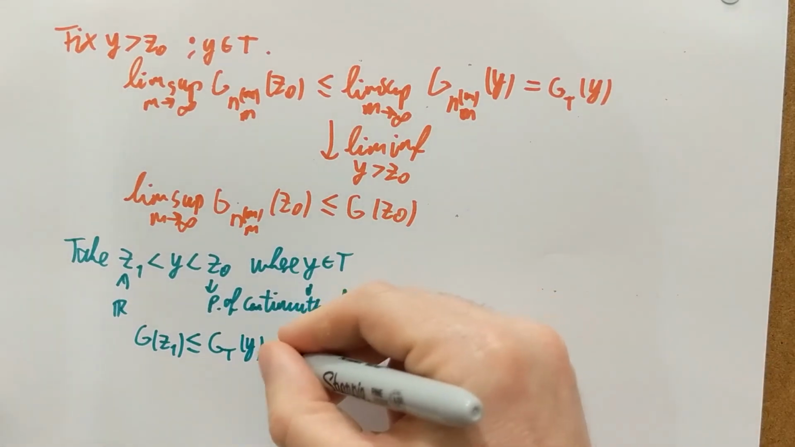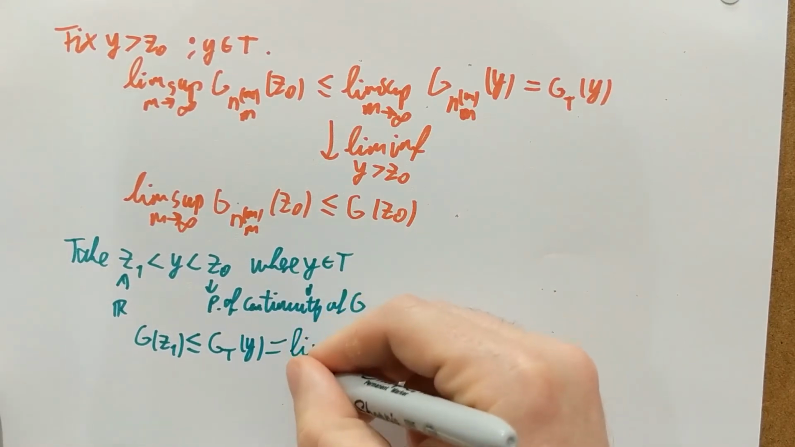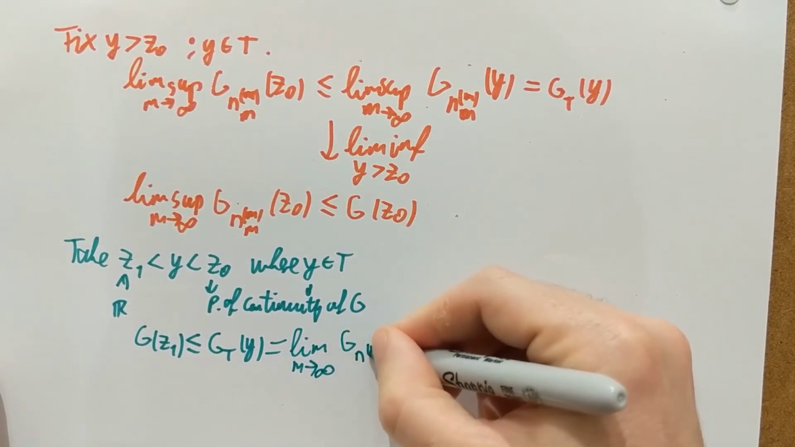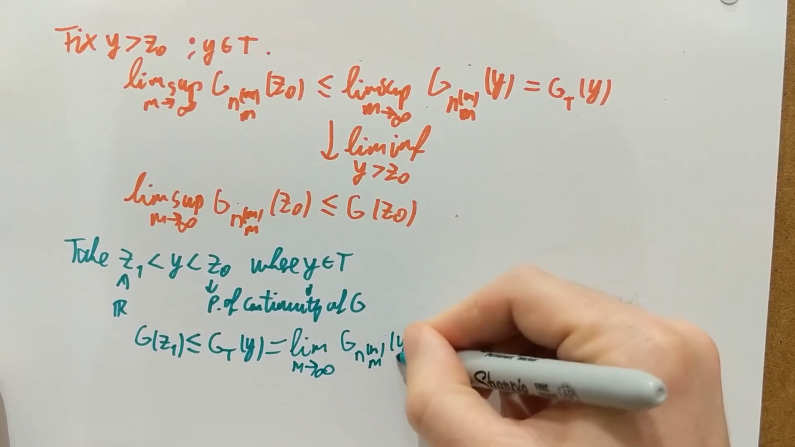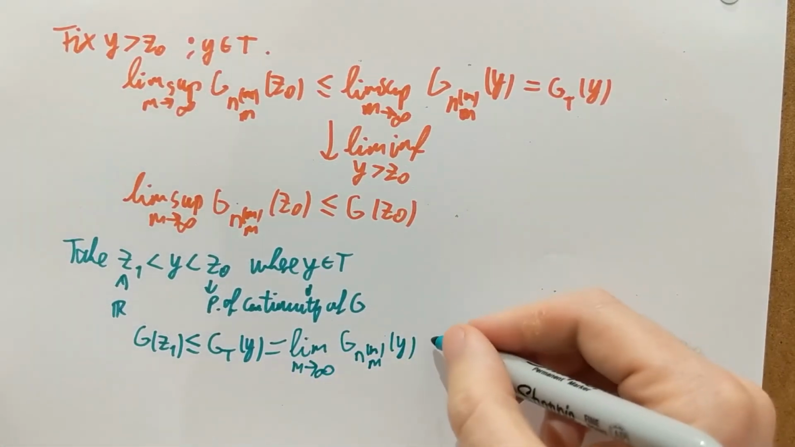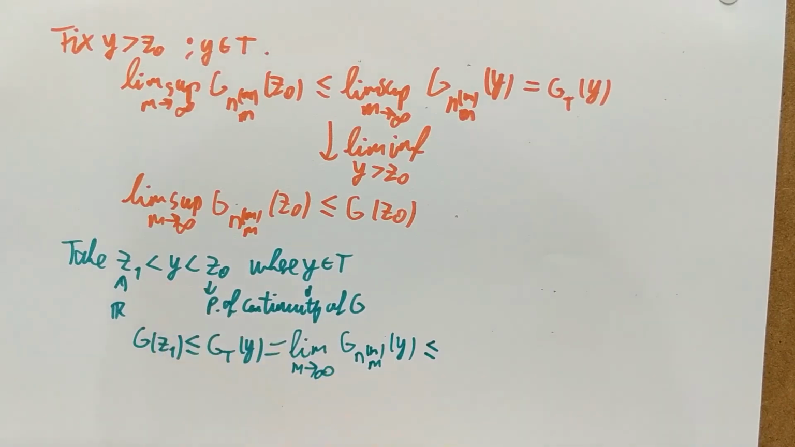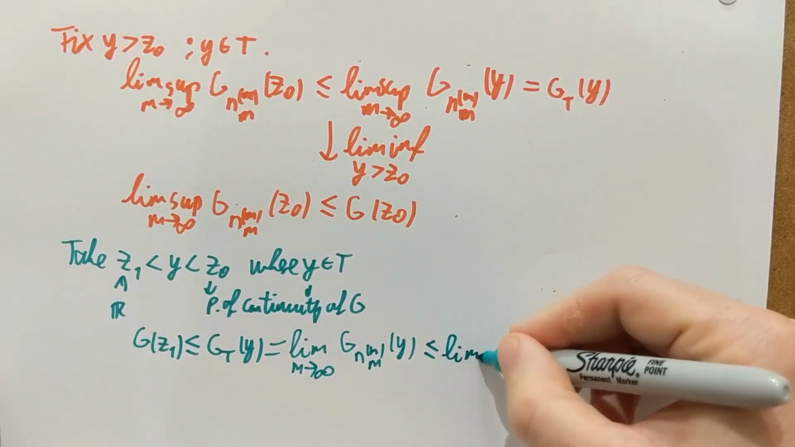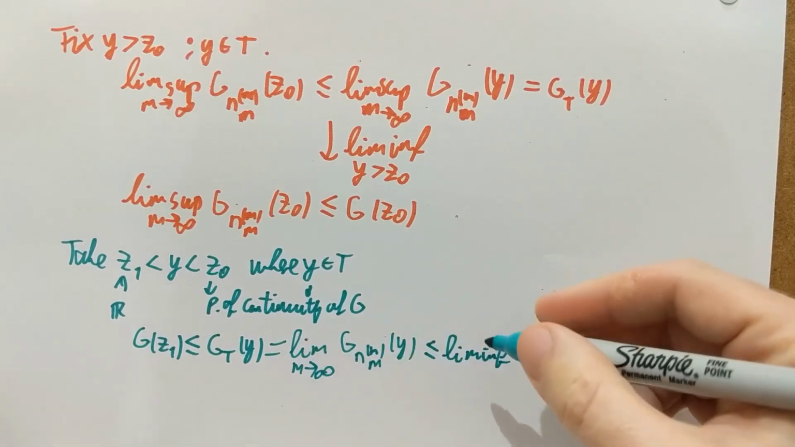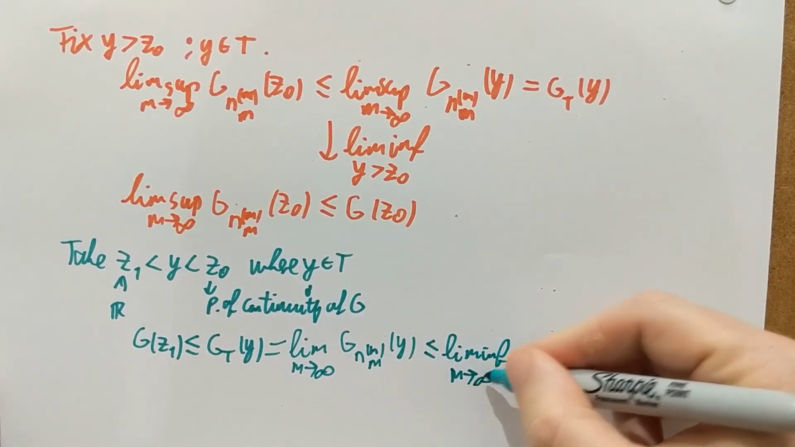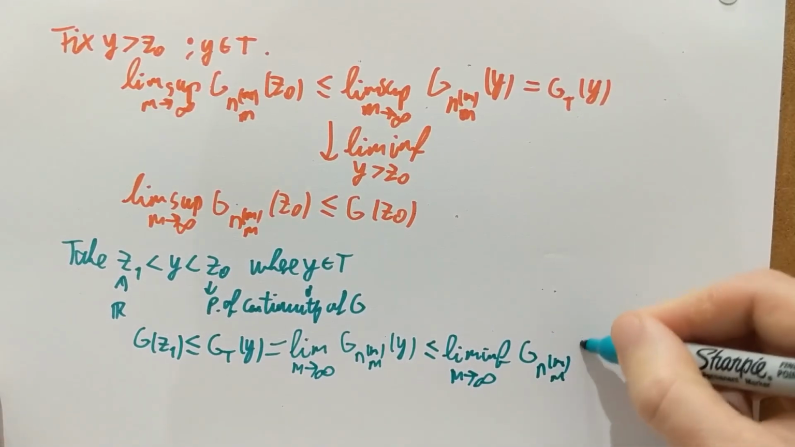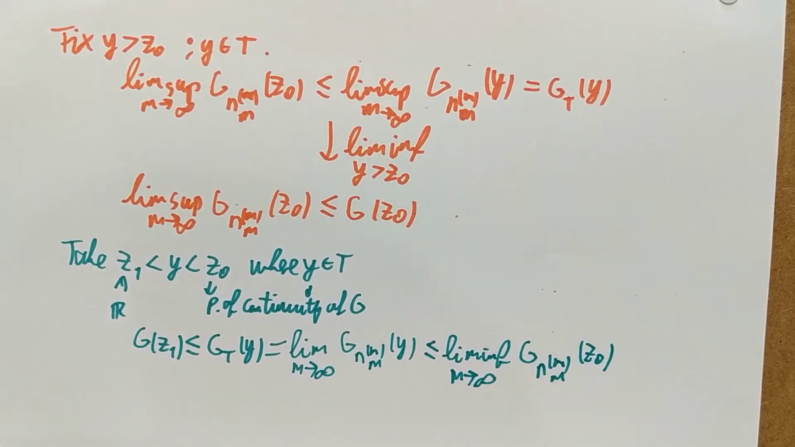Now this is equal to the limit, by definition, as m goes to infinity, of G_{n_m} of Y. That was the definition of G_T. Okay. Now Y is smaller than Z naught, so each of these G_{n_m} is less than or equal to G_{n_m} of Z naught, and that survives taking a lim inf. I have a limit here which is the same as the lim inf in that case, and therefore if I write a lim inf on the right hand side of the same expression except taken at Z naught, then I have the inequality the other way around.